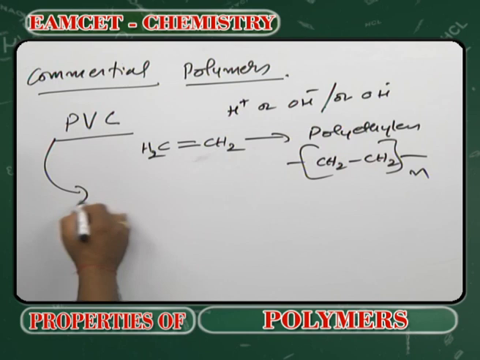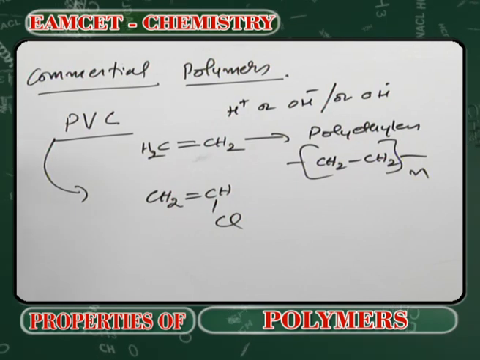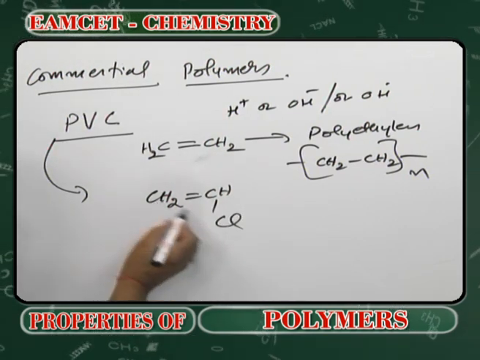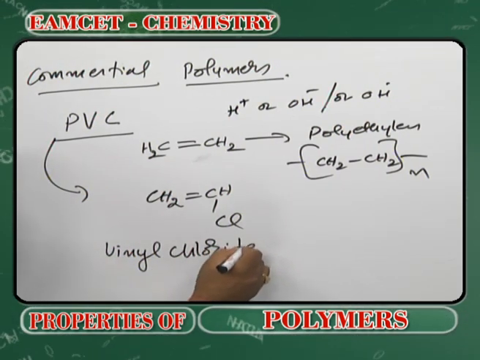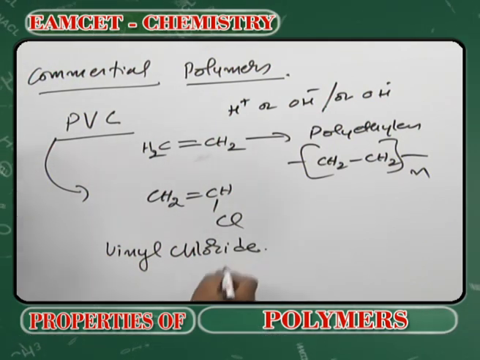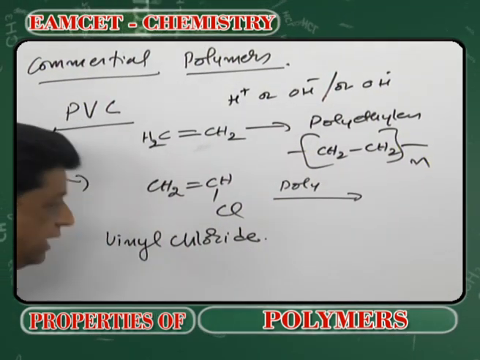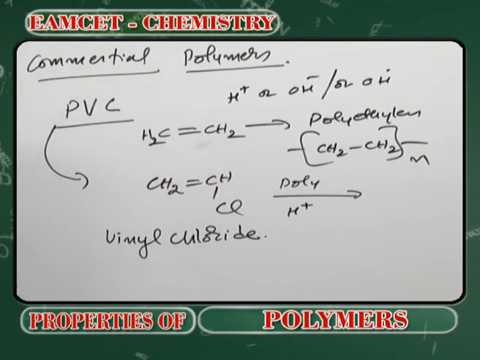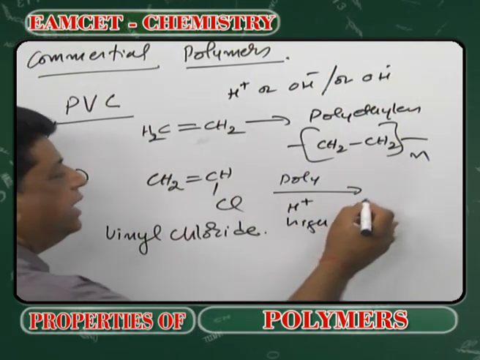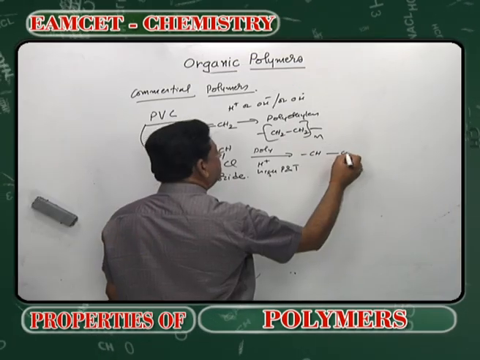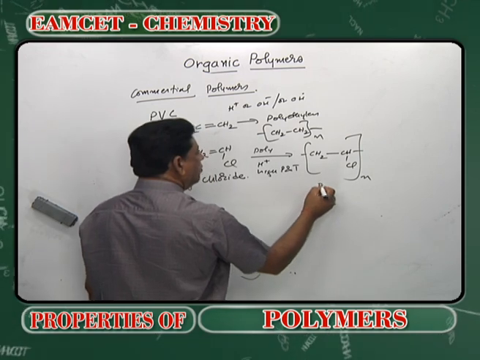What is PVC? Ethylene containing one chlorine. This is called chloroethene, or this group is called vinyl chloride. When you polymerize this vinyl chloride, with an acid initiator and high pressure and temperature, a polymer is formed, CH2-CHCl, n number. This is called polyvinyl chloride.